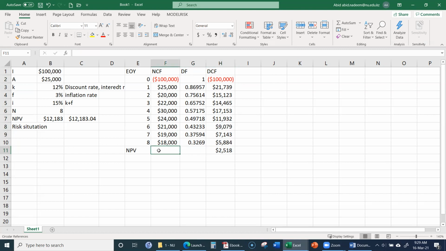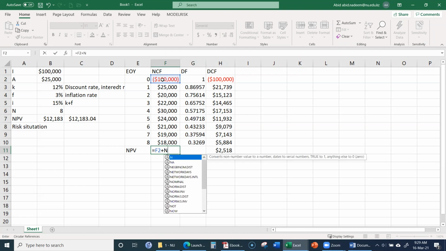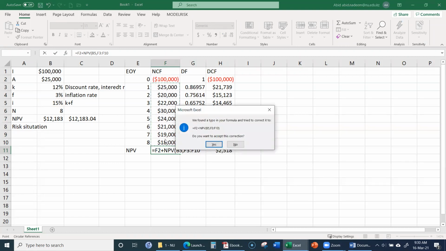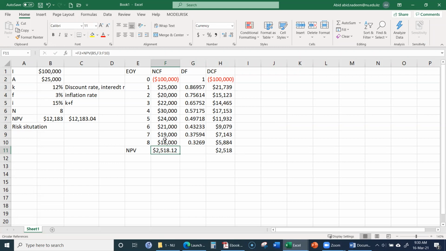A short way for calculating the net present value in Excel is like that. We can use the NPV formula instead. For this formula, we take this first value, which is already negative, and then plus NPV. This is the built-in function in Excel. We need to provide the value of the rate, which is i over here, and then we need to provide the values. So values are this, and then I will close it. This will be $2,518, so we get the same answer.